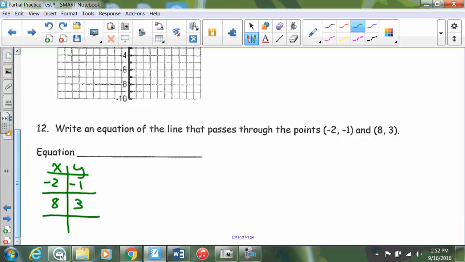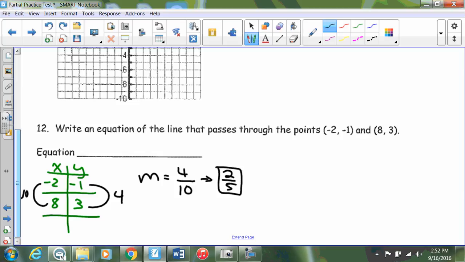We're going to put 8, 3 in the table, and then we're going to do our hoops. So we'll have 3 minus a -1 gives me a 4. 8 minus a -2 gives me a 10. So my slope is going to be the change in y over the change in x. But we know that's not its most simplified form, so we could simplify it to 2 over 5. And then let's pick a point. Since 8 and 3 don't have any negatives, let's go ahead and pick 8, 3 for our point.